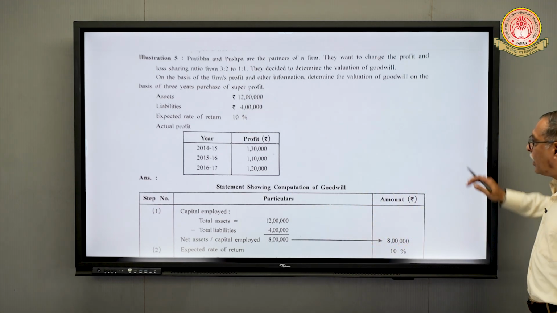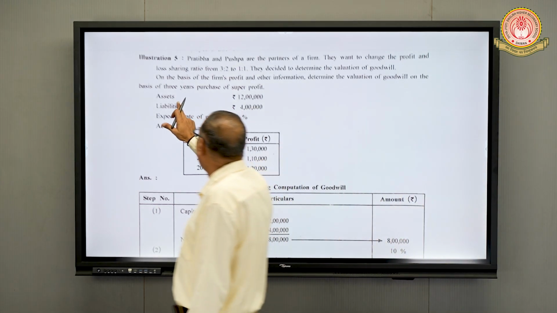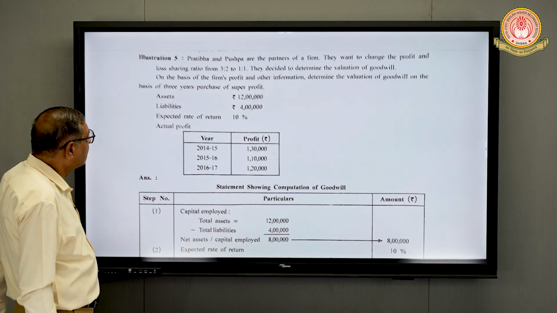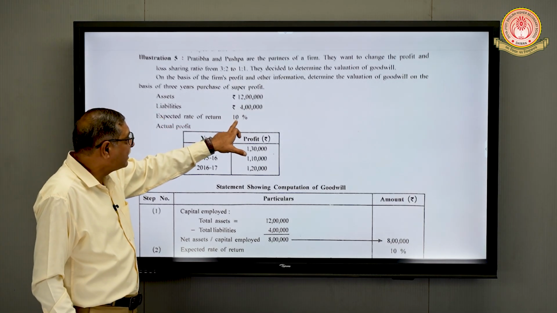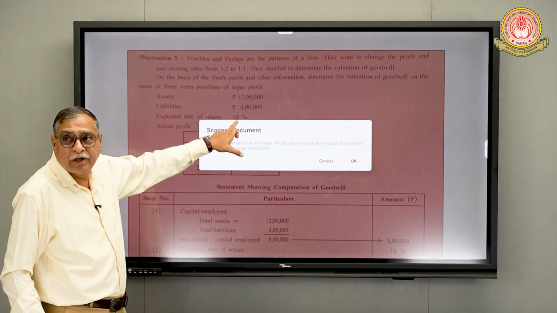Okay. Now the super profit method. See here, what is the information given here? Assets are given 12 lakhs and liabilities are given 4 lakhs. Expected rate of return, that what I said, if we invest into the bank, what will they give? This is only 10%.